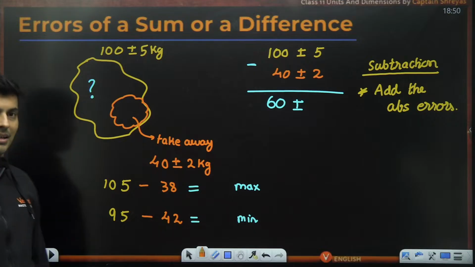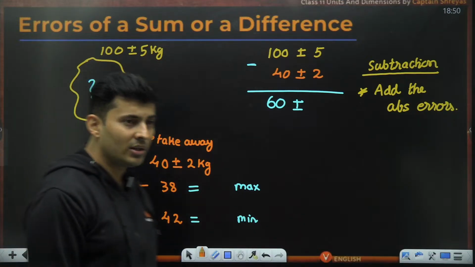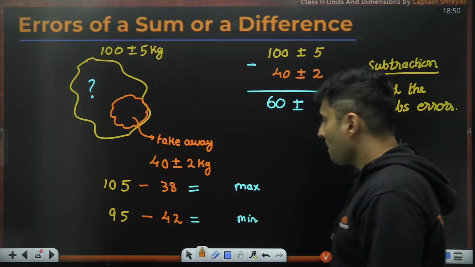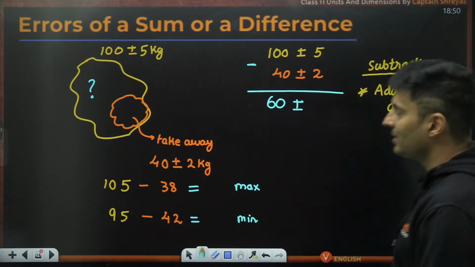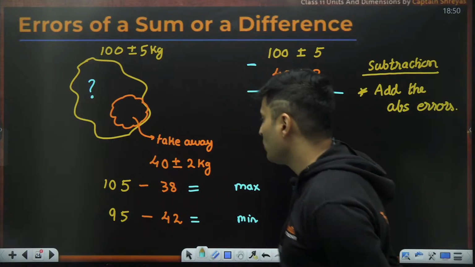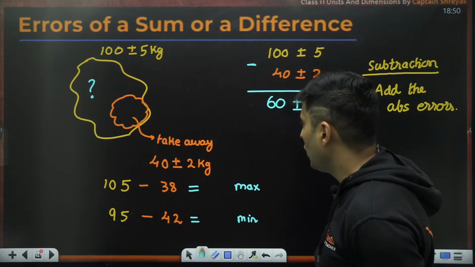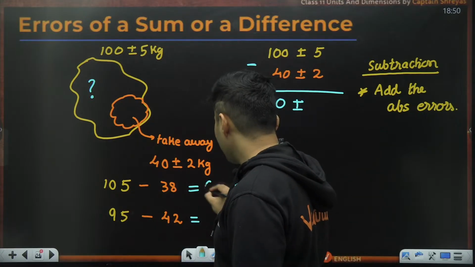Are you able to understand me? Everybody with me on this? Yes or no? Perfect. So what will be left over here, my dear students? 105 minus 38. Come on. How much will it be? Come on, my dear students. Yes, it will be 67.